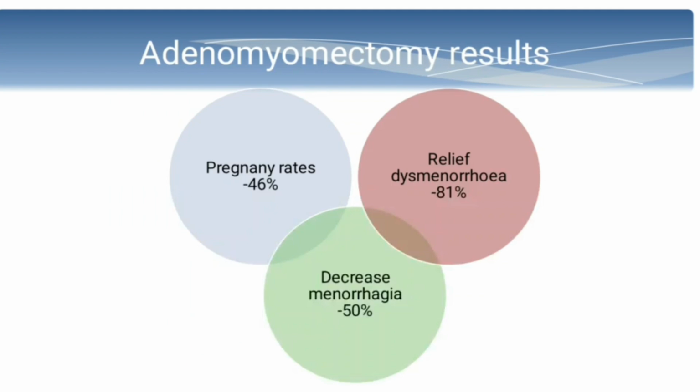What are the results of adenomyoectomy? If we do adenomyoectomy, there may be a 46% increase in pregnancy rate, relief of dysmenorrhea in 81%, and decreased menorrhagia of about 50%.